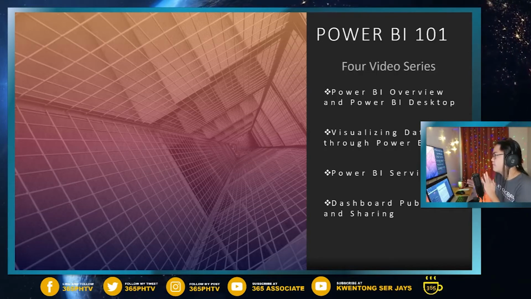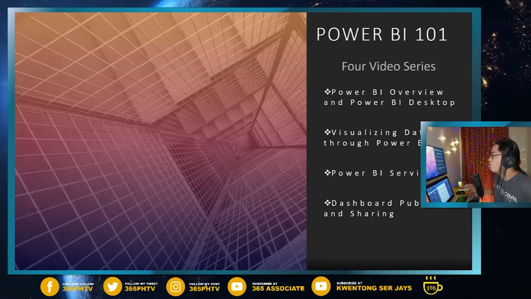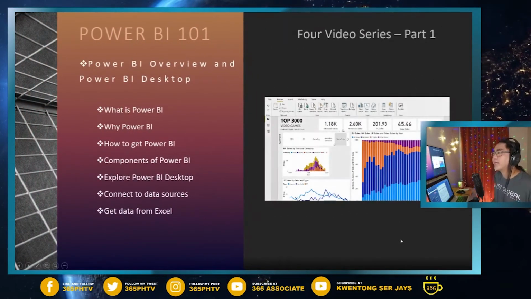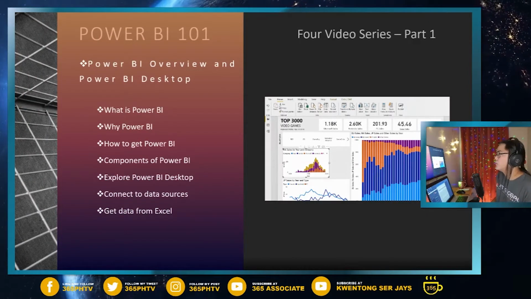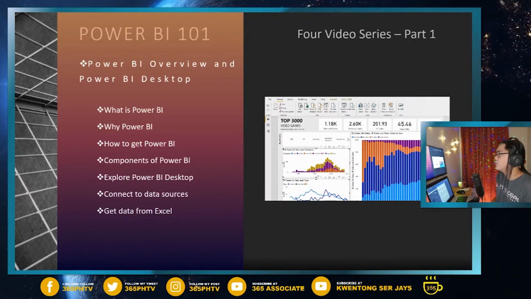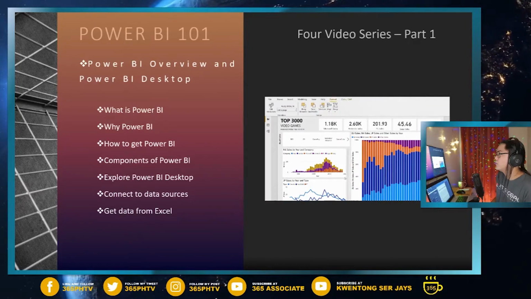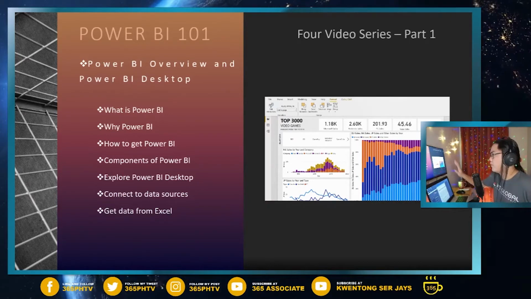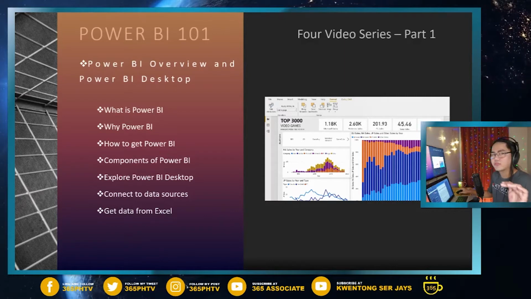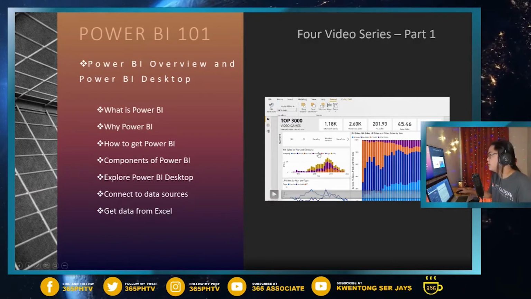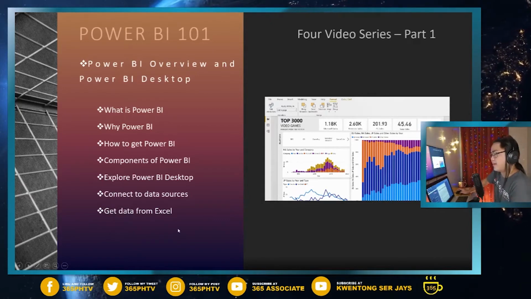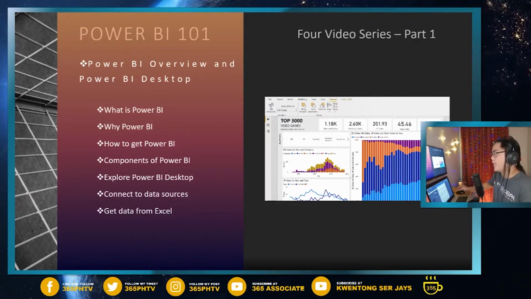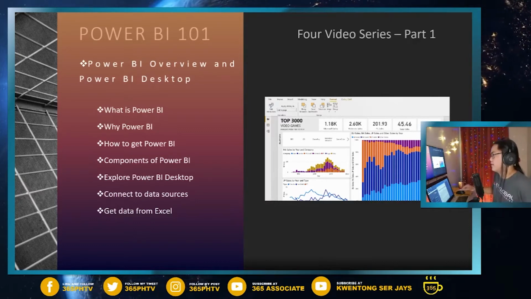We'll divide the whole Power BI training into 4 sets of videos. The first one is Power BI overview and Power BI Desktop. Here we'll be discussing all about Power BI: why Power BI, how can we get Power BI, how Power BI is licensed, what the components of Power BI are. We'll also discuss the parts of Power BI Desktop, how we can connect to data sources, and what data sources we can connect to. Later on, I will pull data from Microsoft Excel as an example and create a dashboard out of that Excel file.